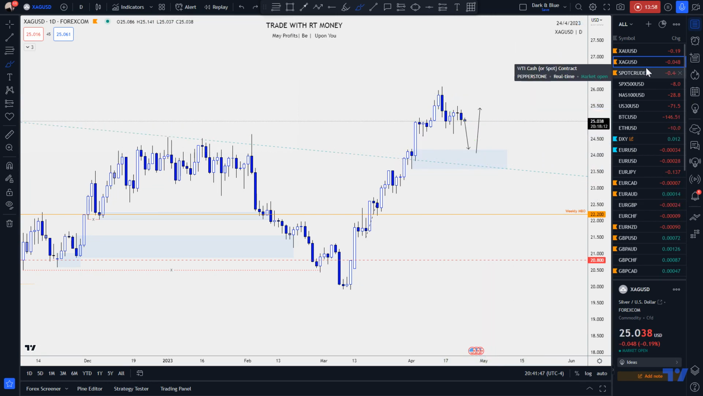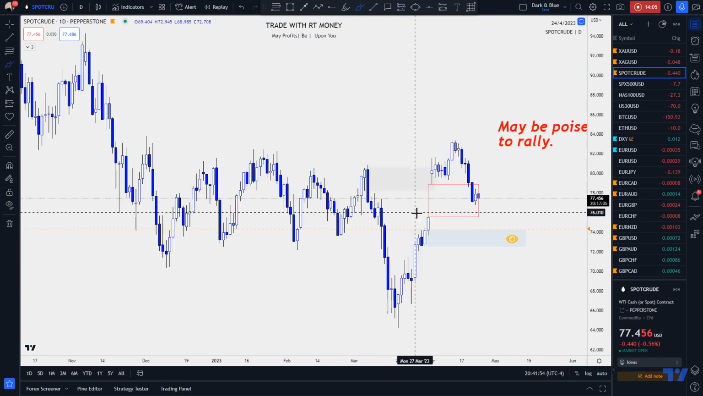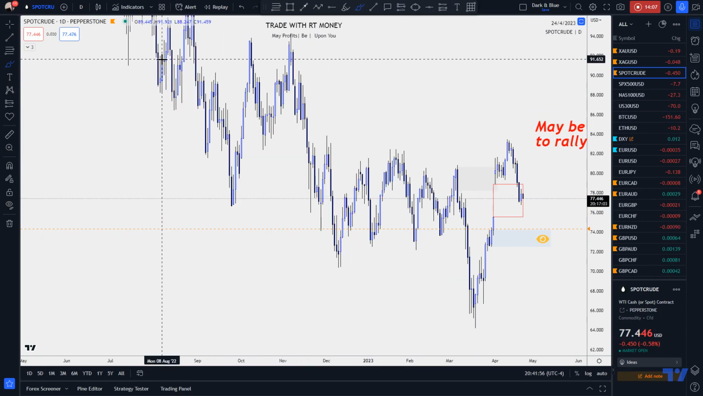Are you following my logic? I hope so. All right, let's go to crude oil. This may be poised for a rally. All right, why? Because you can see it's been bearish, right?